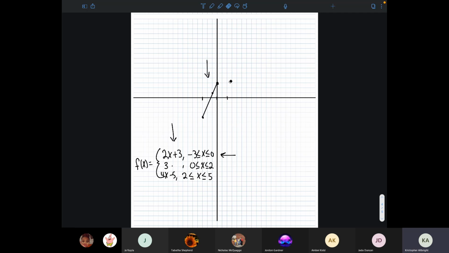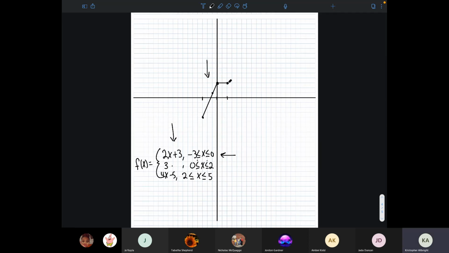So when we do our second part, like I just did, we do from 0 to 2. So from 0 to 2, and it's just like the last one. We say, okay, it equals 3. So at 3, we just draw our line. And we look for our endpoints, and we're going to use closed circles on both of the endpoints.